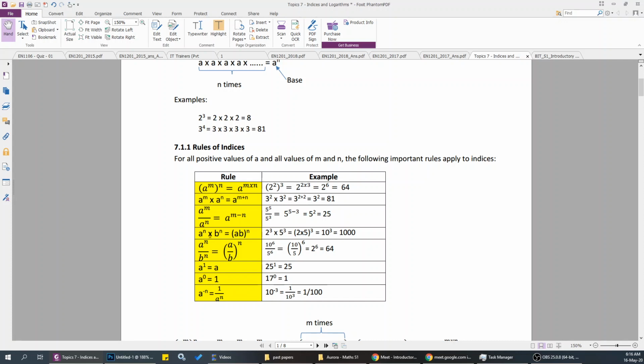Then when you have the same index or common indices but different bases like this, where a to the power n into b to the power n, and you have a multiplication here, in that case you can put the bases in a single bracket like this and raise the whole thing to the common power.